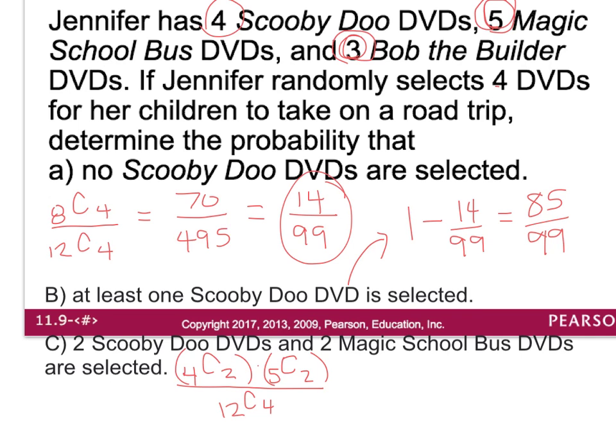So 4 combination 2 would give you a value of 6. 5 combination 2 would turn out to be 10. 12 combination 4 we did in the first problem, it's 495. So you would have 60 over 495, which if you reduce would be 4 out of 33. As a decimal, that's like 12%.